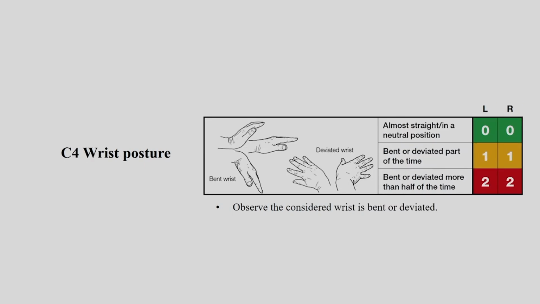Now wrist posture. Wrist posture again talks about almost straight in a neutral position, bent or deviated part of the time, and bent or deviated more than half of the time. So 0, 1, 2, for both left and right hand.